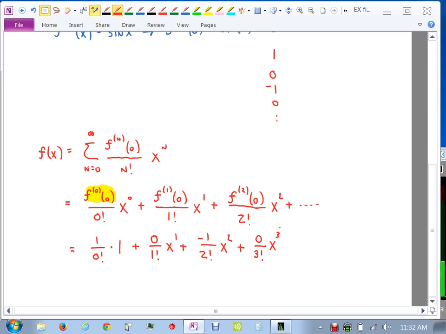Now it repeats. So I'll do it in blue just to show you it's going to start repeating. Now it's 1 over 4 factorial, x to the 4th, plus 0 over 5 factorial, x to the 5th, plus negative 1 over 6 factorial, x to the 6th. And then the next one will be a 0, won't it? 0 over 7 factorial. Keep going.